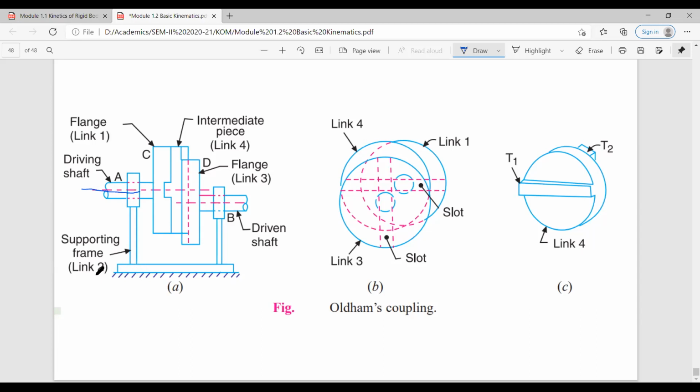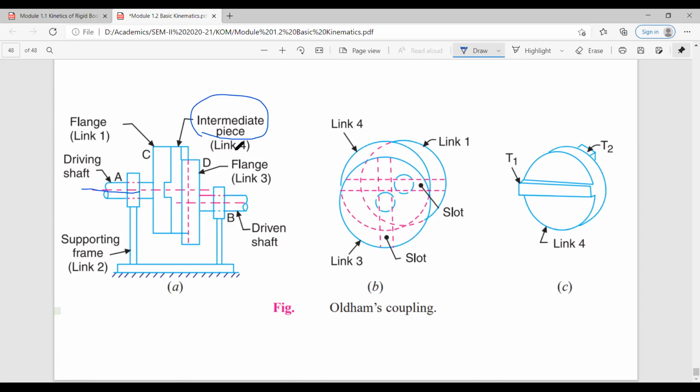Okay, it is the link 2 which we have fixed frame or casing or housing of the Oldham's coupling. Then on this frame only there is the driven shaft, which is nothing but the second slider in our double slider crank chain, which is connected here. And these two are connected with the help of this intermediate piece, which is nothing but our link 4.